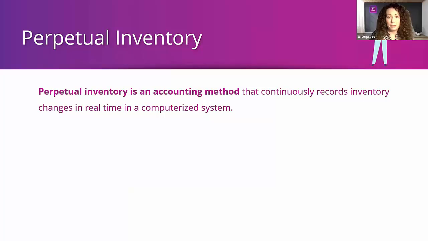And very simply, in simple terms, what is perpetual inventory? It simply is an accounting method that continuously records inventory changes in real time on, obviously, a computerized system. So on a cloud platform, whatever system you're utilizing for ERP to track that stock. That's what perpetual inventory is.